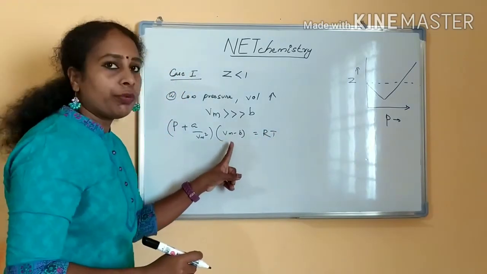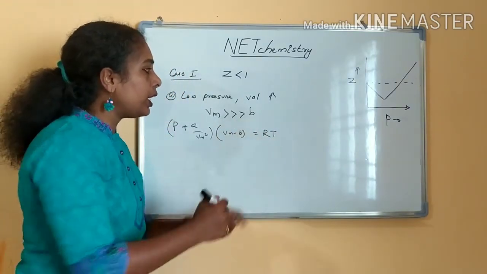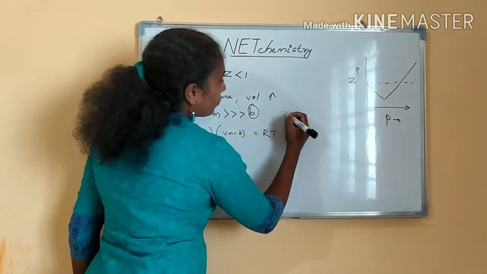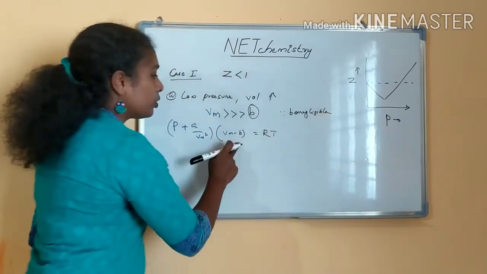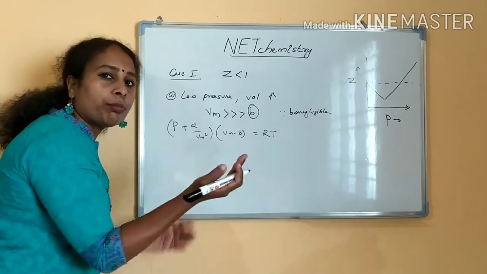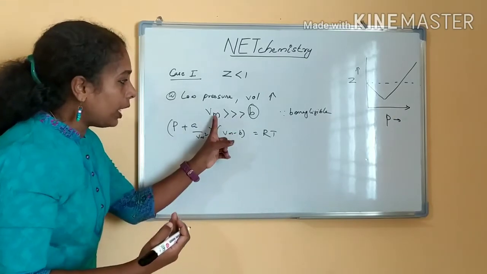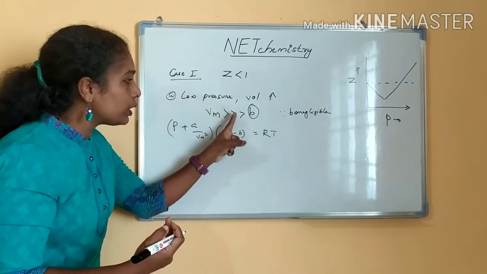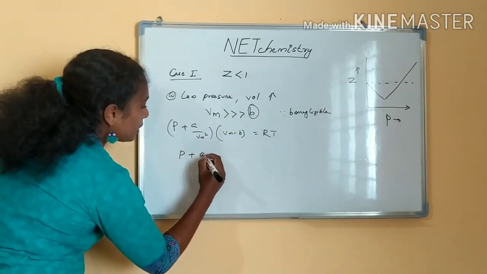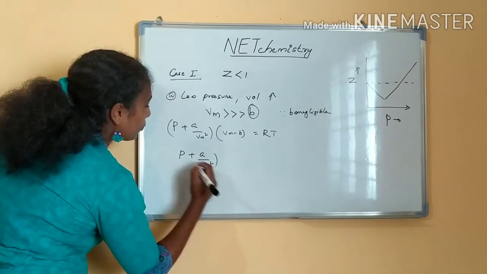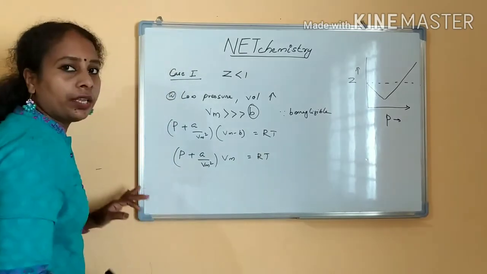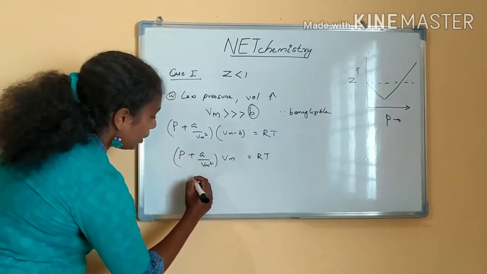At a very low pressure, Vm is very high, so this b value will be negligible. So b is not required. Volume is very high, so Vm minus b will become Vm. Clear? At a very low pressure volume will be very high, so this b value is negligible. So I am writing the equation again. P plus a by Vm square into Vm equal to RT. Clear? So what it will become?